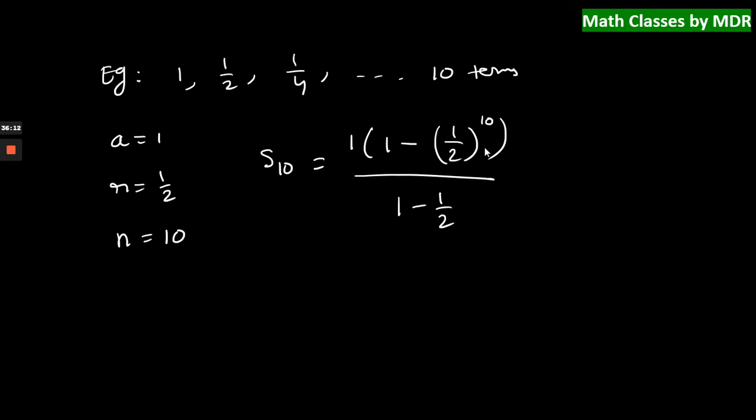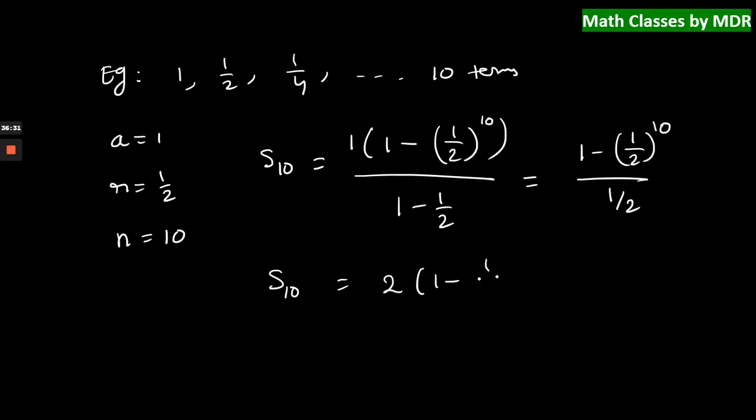Right? You will get 1 minus 1 by 2 whole to the power 10 by 1 by 2. So you can simplify this to get 2 into 1 minus 1 by 2 power 10. Right? This is the total value of the sum of the 10 terms of the given sequence.